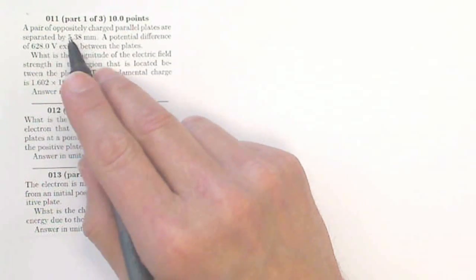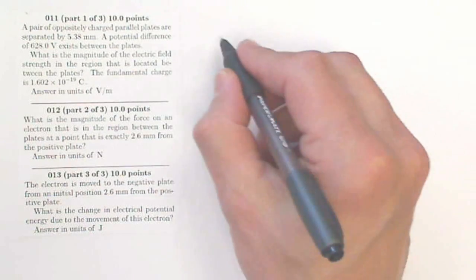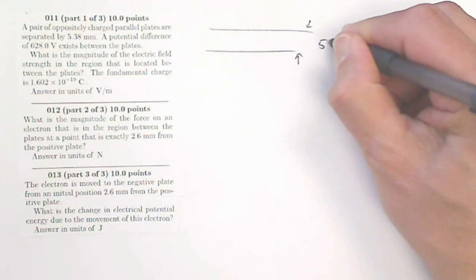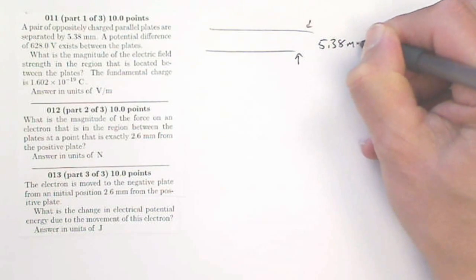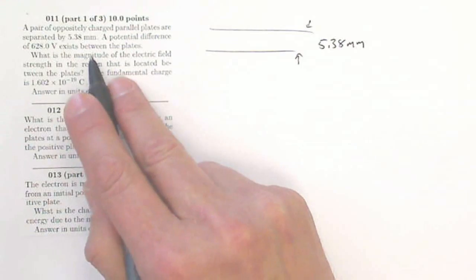This is AP Physics, Homework 9.4, questions 11, 12, and 13. A pair of oppositely charged parallel plates are separated by 5.38 millimeters. So I've got my plates, and the distance between them is 5.38 millimeters. A potential difference of 628 volts exists between the plates.